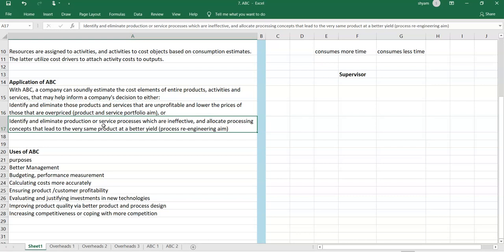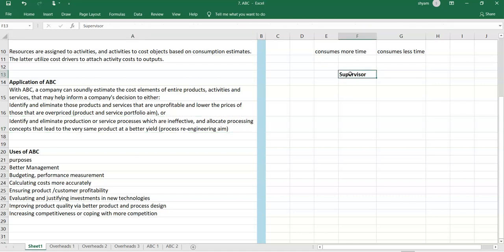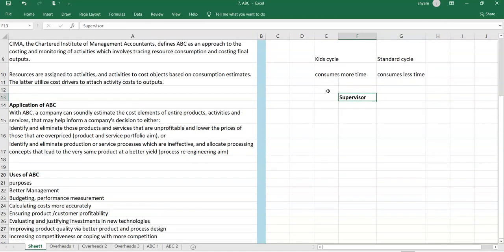Identify and eliminate production or service processes which are ineffective, and allocate processing concepts that lead to the same product at a better yield. If you can produce the product in a more cost effective way, you should do that. We are trying to get the same job done through some other activity. So ABC helps with that also. Ultimately, we want to know whether the product is of good quality. That's why we have a supervisor.